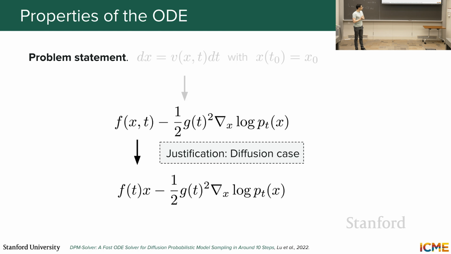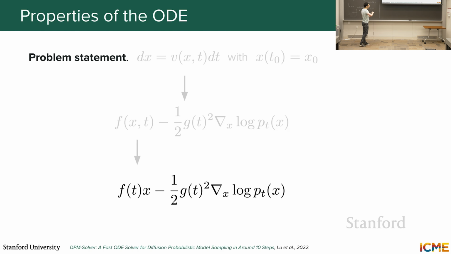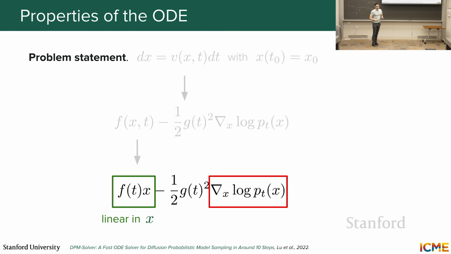So what does that tell you? That tells you that this ODE is linear in x. So it has a linear term. And what can you say about the term on the right? Is it linear or? So you would have x as an input to where? Like, what is the term on the right? Like the one in the rectangle? It's the score.